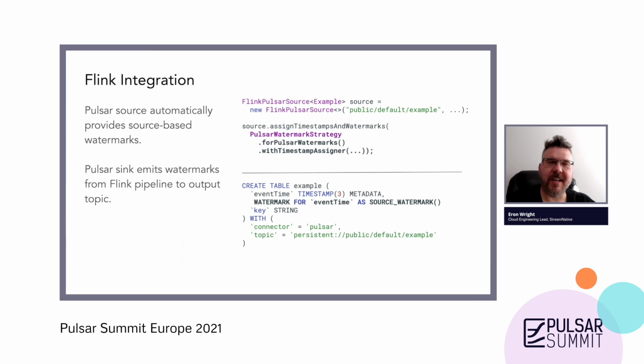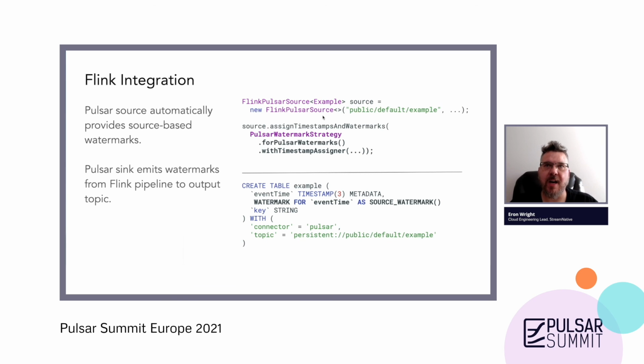Now let's take a look at how this would work in a stream processing application, say based on Apache Flink. In fact, there is a really great Pulsar connector for Flink that lets you use Pulsar topics both as a source of information and as a sink. This connector is called the Flink Pulsar source and exists today.